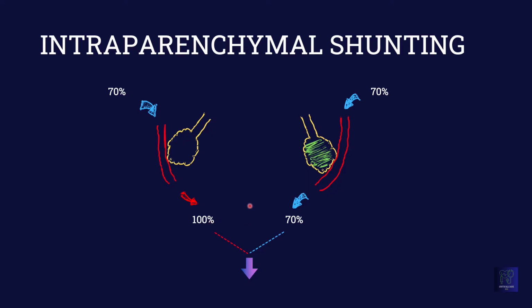So this is an example of intraparenchymal shunt, where mixing of the pure and impure blood is happening inside the pulmonary parenchyma.